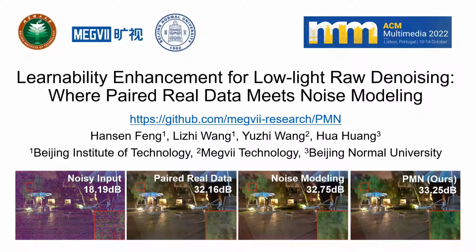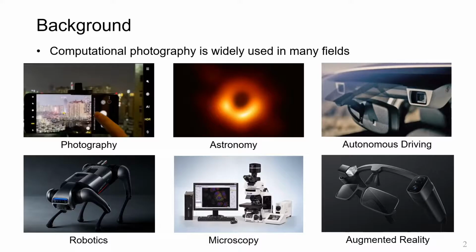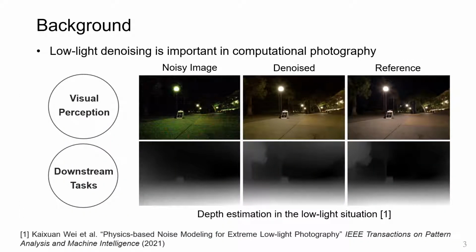Today I would like to introduce our paper, Learnability Enhancement for Low-Light Raw Denoising, where paired real data meets noise modeling. Computational photography is widely used in many fields, such as photography, astronomy, autonomous driving, robotics, microscopy, and augmented reality. Low-light denoising is an important task in computational photography.